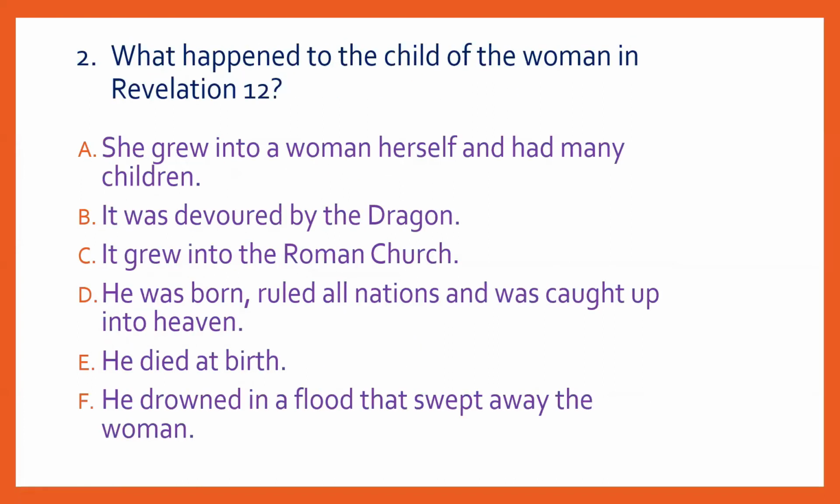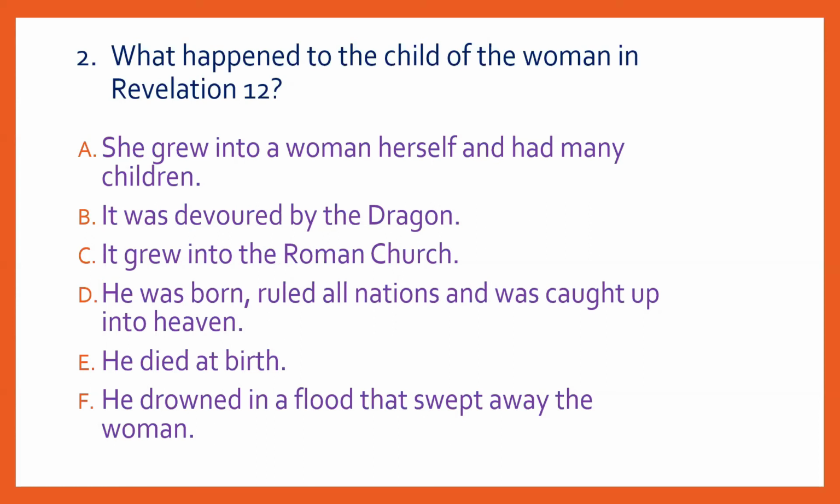What happened to the child of the woman in Revelation 12? A, the child grew up into a woman herself and had many children. Is that the correct answer? B, it was devoured by the dragon. C, it grew into the Roman church. D, he was born, ruled all nations, and was caught up into heaven. E, he died at birth. F, he drowned in a flood that swept away the woman. Which is the correct answer? What happened to the child?